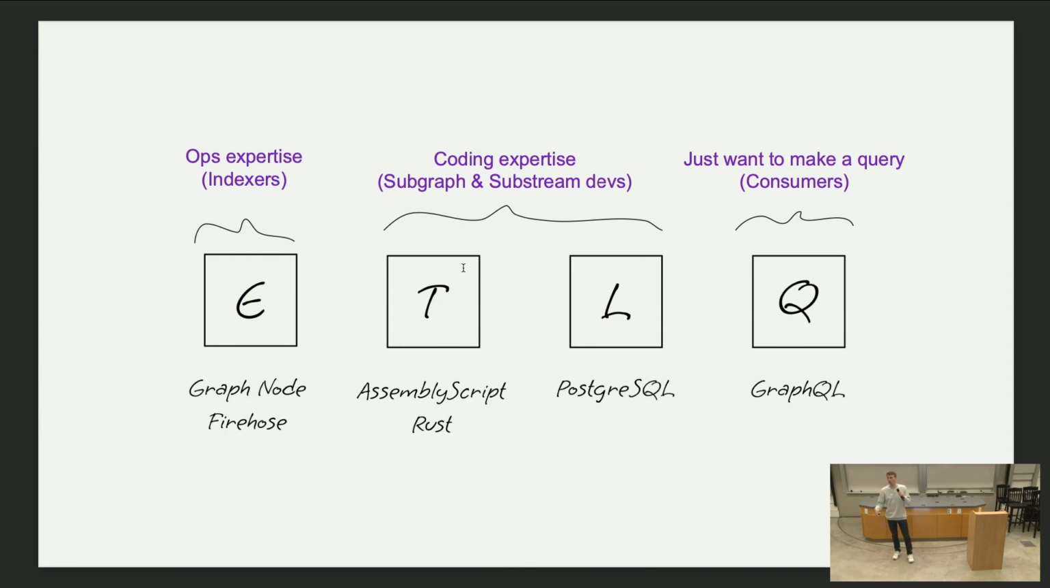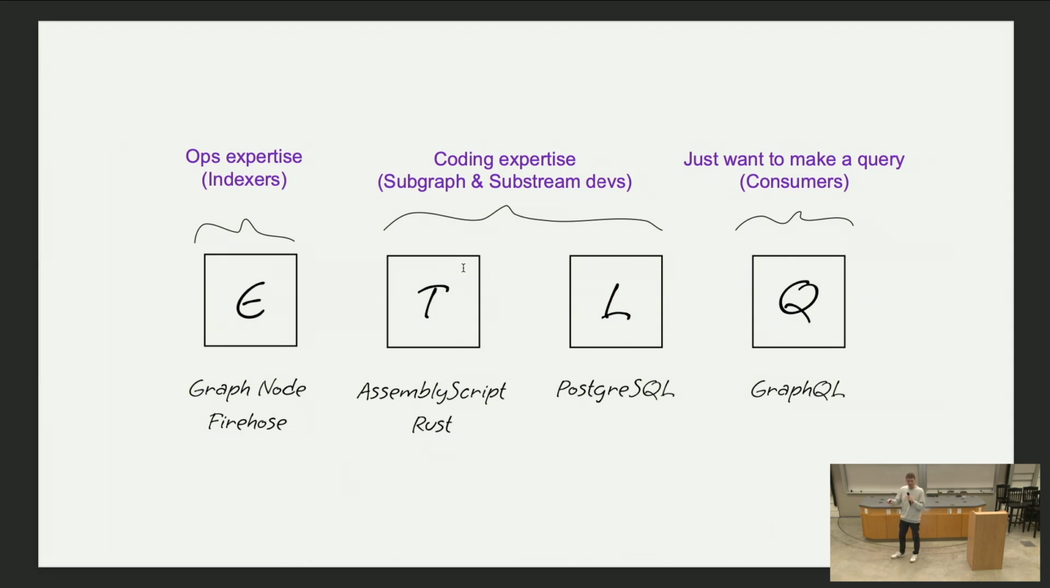If you want to use these tools, you need ops expertise. If you want to run Firehose yourself, you need ops expertise. Of course, the graph and the participants in the graph run this infra for you if you don't want to run it. If you want to filter the data, then you'll write AssemblyScript or Rust. AssemblyScript if you're targeting GraphQL, and Rust if you're targeting anything else.